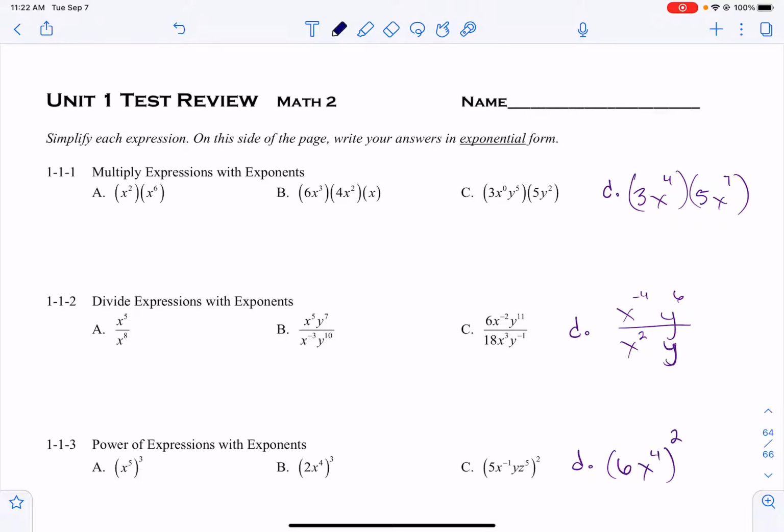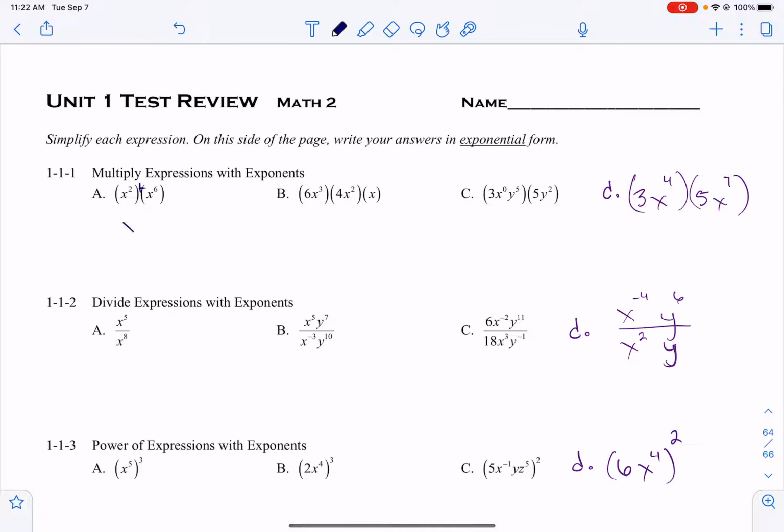All right, so number 1a, x squared times x to the 6th. You add the 2 and the 6, you get x to the 8. Part B, 6x cubed times 4x squared times x. The 6 and the 4 make 24. The x to the 3rd, x squared, and x to the 1 add up to be x to the 6.